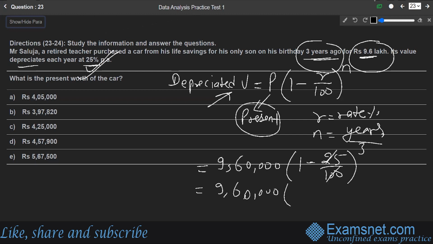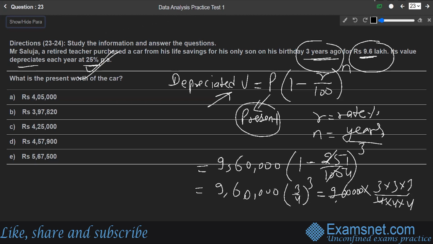1 minus 25 by 100 is 1 by 4. So 1 minus 1 by 4 is simply (3 by 4) cubed. So we need to clearly solve this. 9,60,000 into 3 into 3 into 3 divided by 4 into 4 into 4. So we clearly need to divide these numbers.